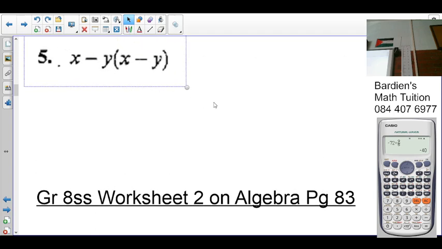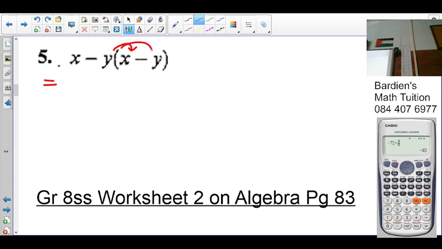Let's look at number 5. How many terms are there? 2 terms. What separates terms? Positive and negative signs. So we must first get rid of this bracket, right? So we've got x. What's negative y times x? Negative xy. What's negative y times negative y? Positive y squared. Are there any like terms there? No. So we leave it like that.